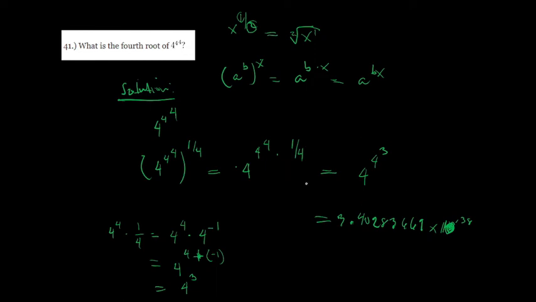So 4 to the power of 4 to the power of 3 is equal to 4 to the power of 64, since 4 to the power of 3 is 64. That means multiplying 4 by itself 64 times. This is the value in scientific notation form. You can get the actual value by moving the decimal point 38 units to the right. So 1, 2, 3, 4, 5, and so on until 38.